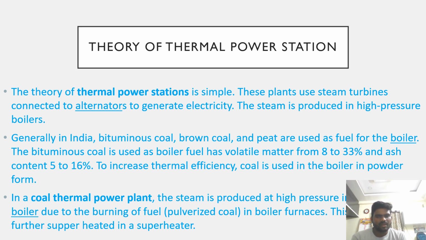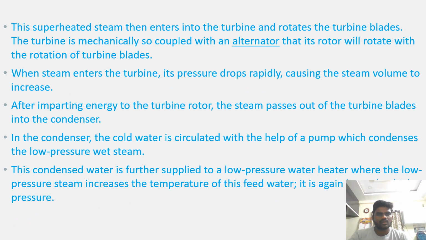In the coal thermal power plant, the steam is produced at high pressure in the boiler due to the burning of fuel in the boiler furnace. This is further superheated in the superheater. This superheated steam then enters the turbine and rotates the turbine blades. The turbine is mechanically coupled with an alternator that rotates with the rotation of the turbine blades.